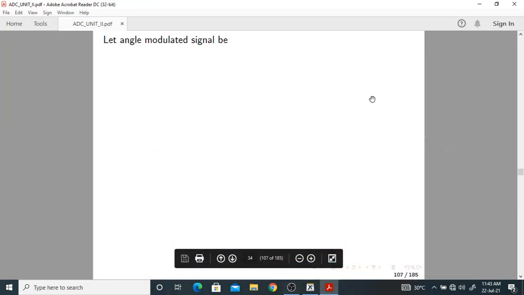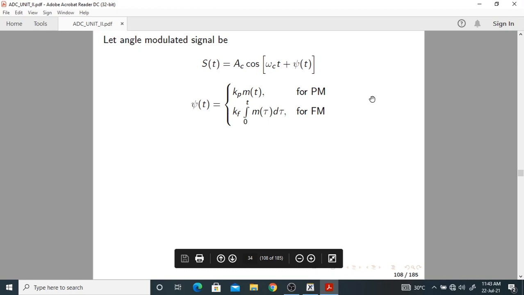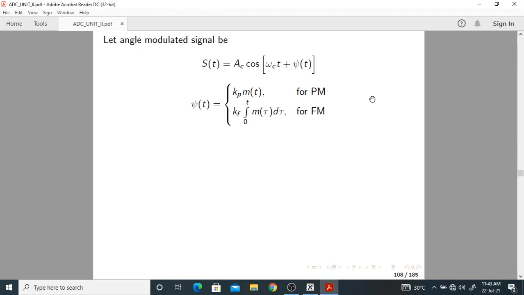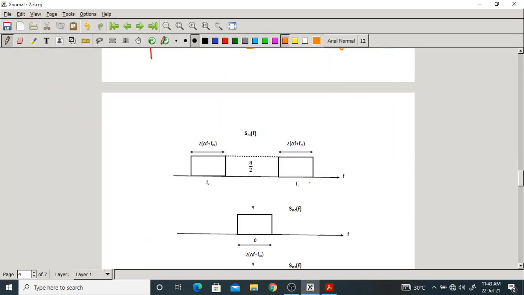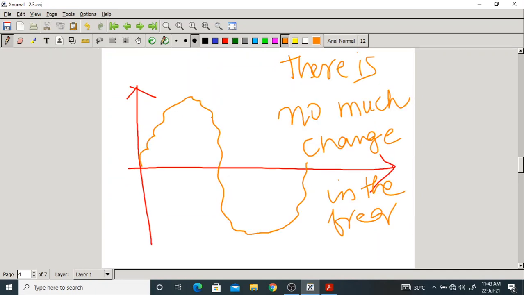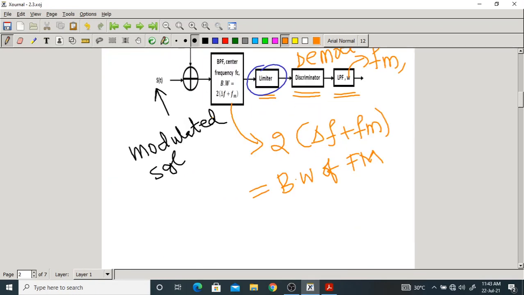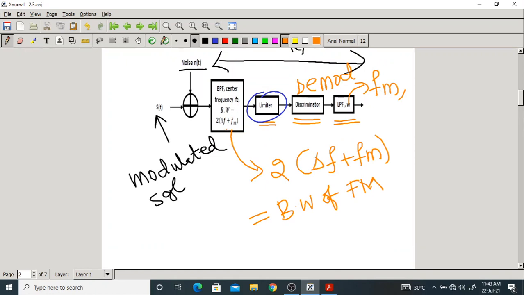Okay, so the angle modulated signal is s(t) = A_c cos(ω_c t + ψ(t)). What is ψ(t)? It is k_p m(t) for a PM signal, and k_f times the integral from 0 to t of m(τ) dτ for an FM signal. Now at the receiver input we have noise. What is the bandwidth of this band pass filter? 2(Δf + f_m). This noise n(t) is passed through this band pass filter with a bandwidth 2(Δf + f_m). Then what happens?